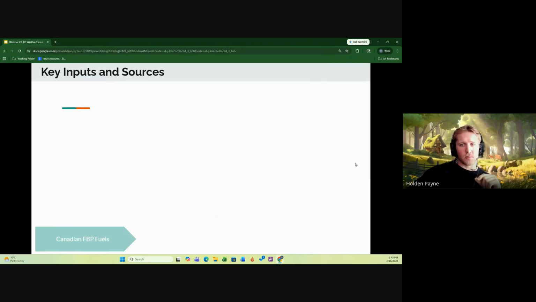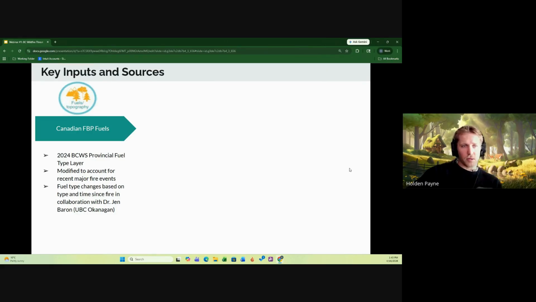So the key inputs and sources into Burn-P3. Right off the bat, we got our fuels from the Canadian FBP fuel system. So it was a harmonized layer from BCWS in 2024 and the Ministry of Forests, and also a national fuel type. So we used a blend of those, and then it was modified to account for recent major fire events. So the fuel type changes were based on fuel type and time since fire. We worked with Dr. Jen Baron out of UBC Okanagan to do that analysis. And so that was essentially changing recent fire areas by fuel type to what we would expect from broad successional patterns in fuels.